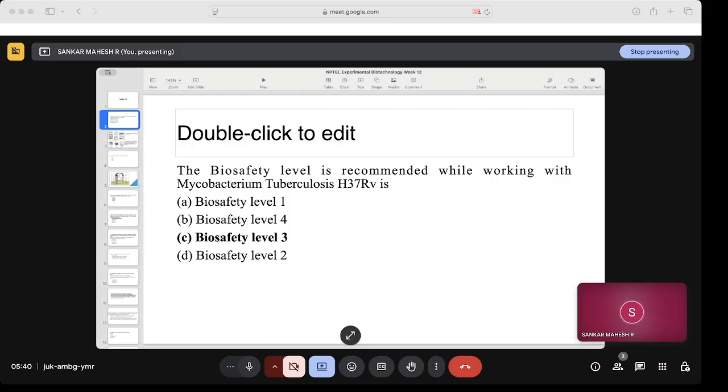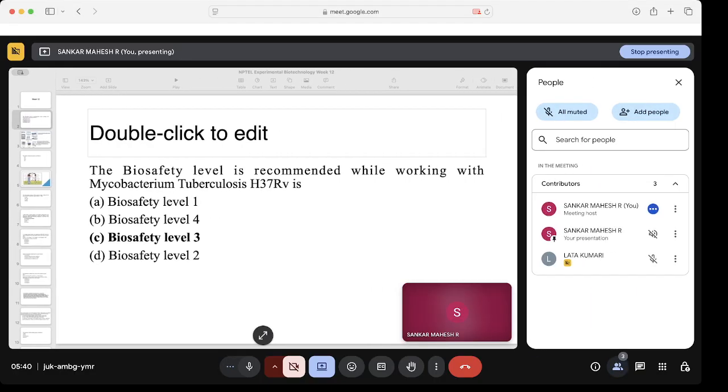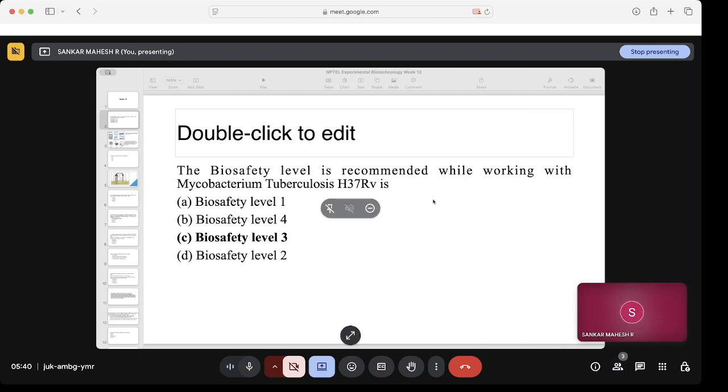Lata, can you hear me? Lata Kumari? Yes, sir. So, do you understand the question? Do you have any comments on the question? That is C, biosafety level 3. Okay. What are the other biosafety levels, and for what kind of organisms do we work with different biosafety levels? Do you have an idea about it?